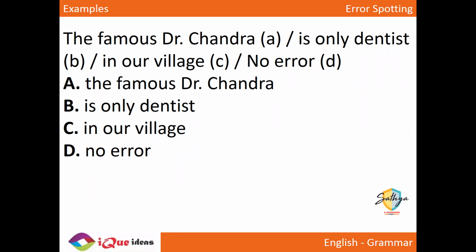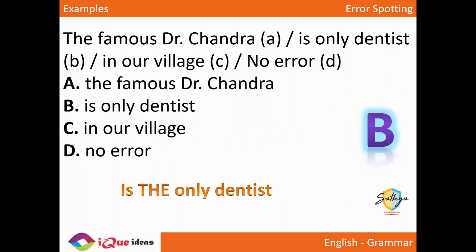So obviously, yes, everybody has correctly identified it. Is only dentist. The second part obviously is incorrect, right? B is the answer. It should read: the famous Dr. Chandra is the only dentist. So when it's the only dentist, then the definite article the definitely has to come there, right? So option B is the answer. There's an error in the B part, that the article the is not written. It should be. Very good. Everybody got this one. Excellent.